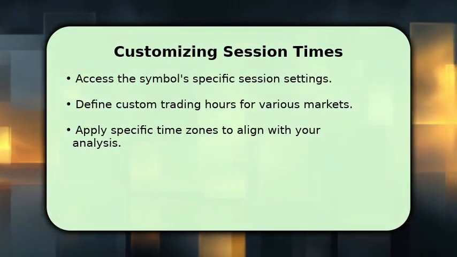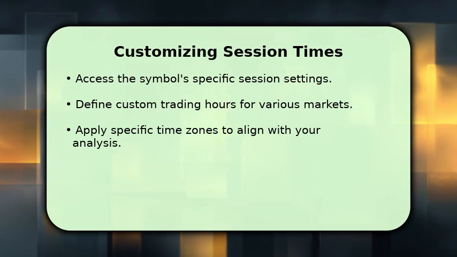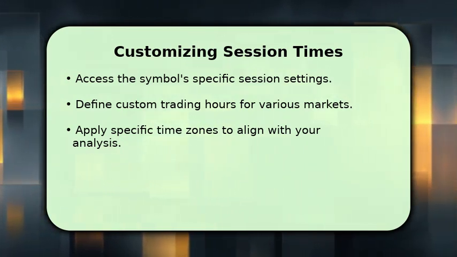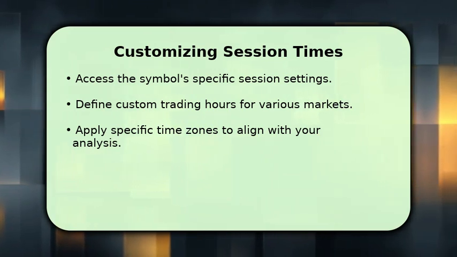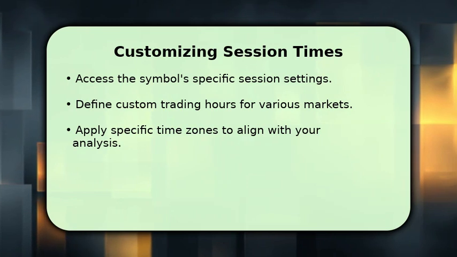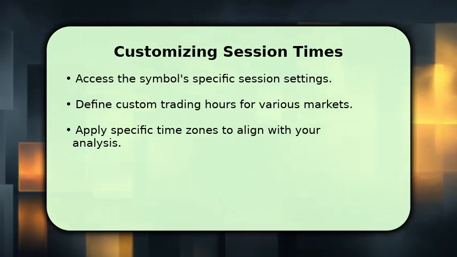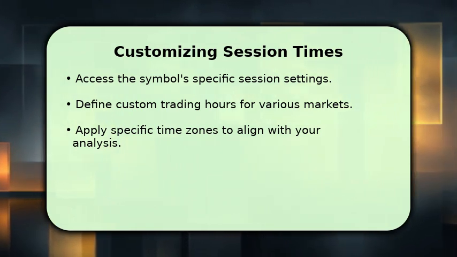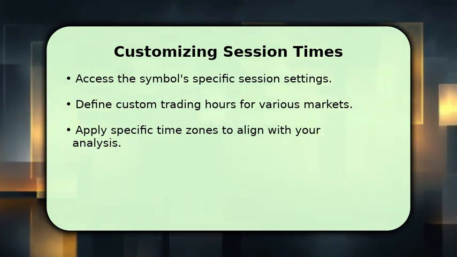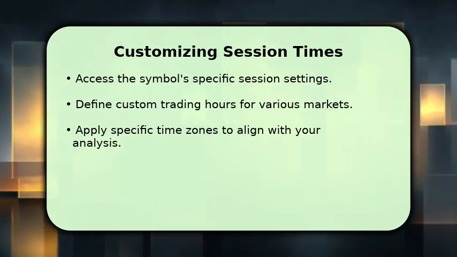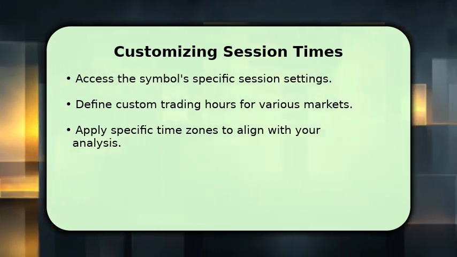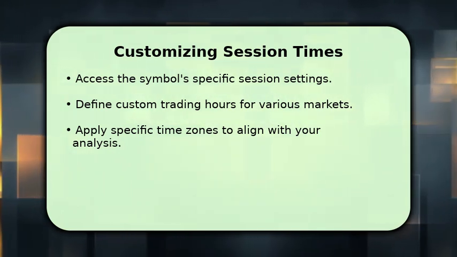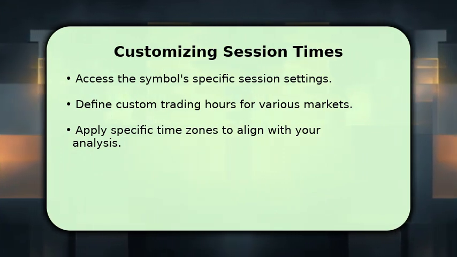Beyond the default settings, you can customize session times for individual symbols. To do this, go to the Symbol settings, often found by double-clicking the symbol on your chart or through its properties. Look for the Session or Trading Hours section. Here, you can define custom trading hours, which is incredibly useful for markets with non-standard schedules or for focusing on specific parts of the day. Remember to also set the correct time zone to ensure accuracy in your analysis.